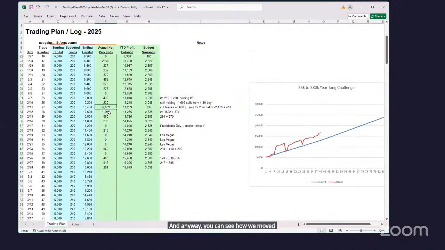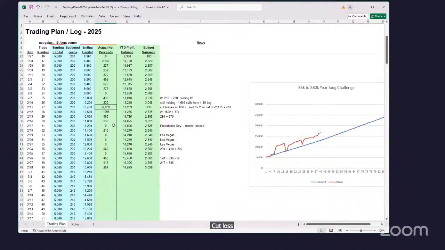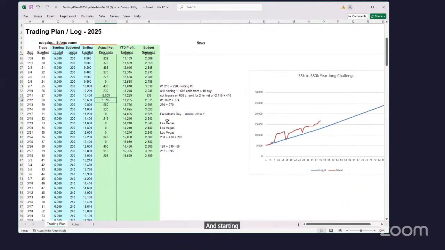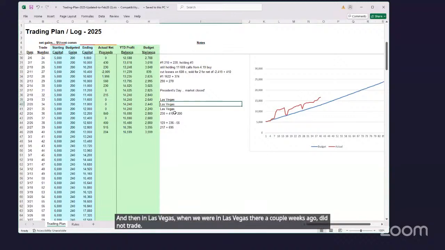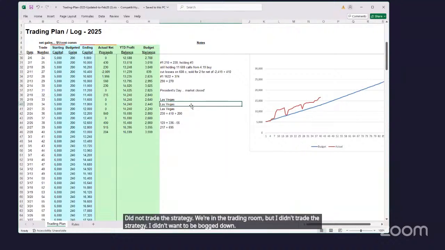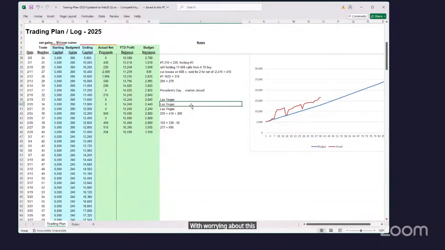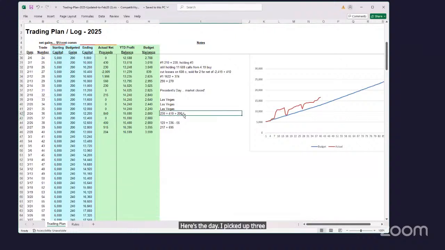Here's another day I took a $2,000 loss, on February the 11th. I cut losses short there, but I made up for it the next day and started to edge a little bit higher. No trade on President's Day. And when we were in Las Vegas a couple weeks ago, I did not trade the strategy. We were in the trading room, but I didn't want to be bogged down with worrying about this because after the trading room, I had to get back on the floor, so I just left that. Here's the day I picked up three trades: 230, 410, and $200.